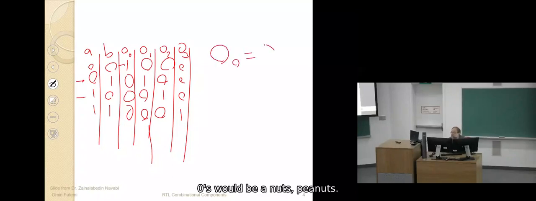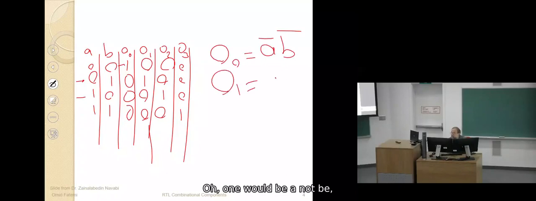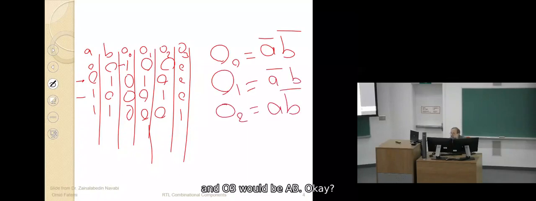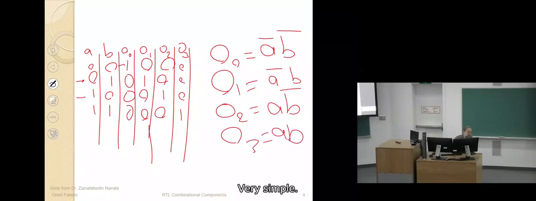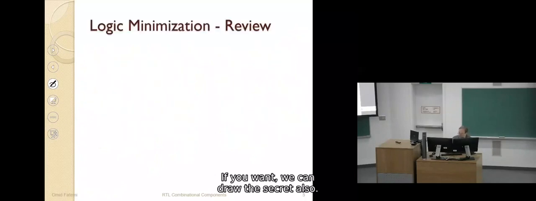O0 would be A0 B0. O1 would be A0 B. O2 would be A B0, and O3 would be AB. Very simple. And what is the circuit? If you want, we can draw the circuit also.